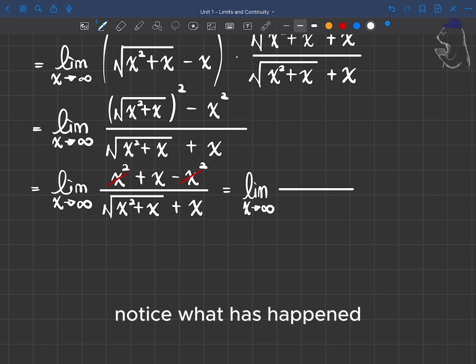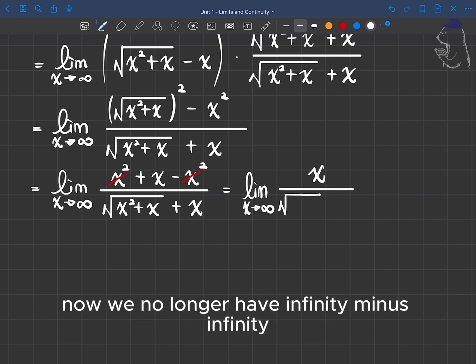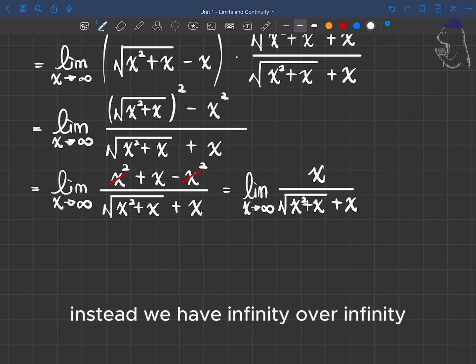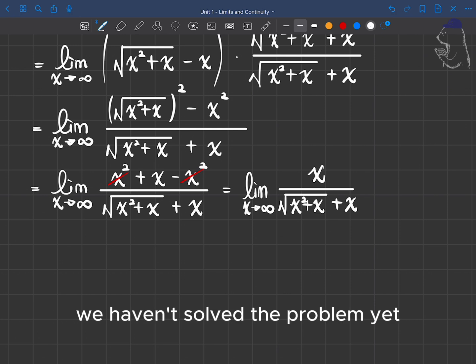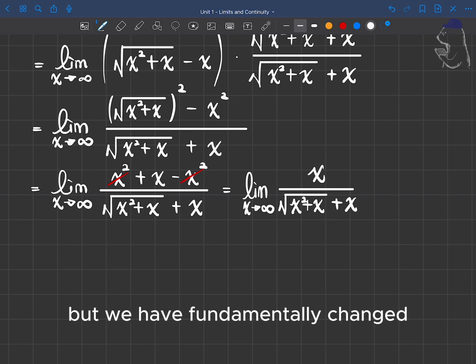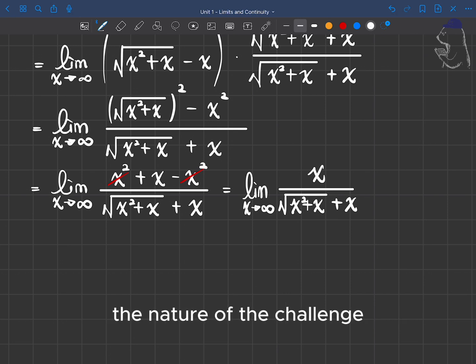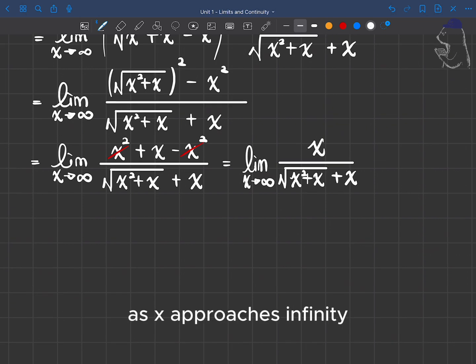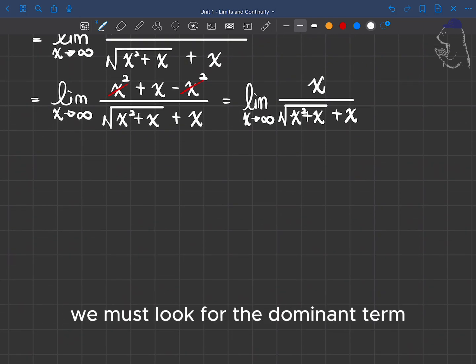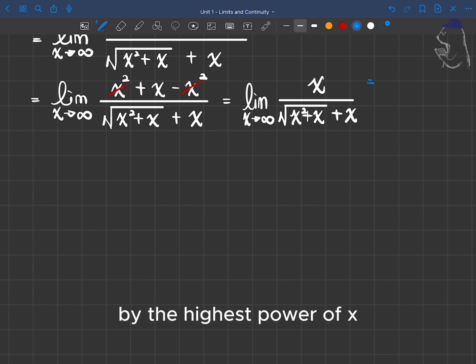Notice what has happened. If we try to evaluate the limit now, we no longer have infinity minus infinity. Instead, we have infinity over infinity. We haven't solved the problem yet, but we have fundamentally changed the nature of the challenge. To resolve this new fraction as x approaches infinity, we must look for the dominant term. We need to divide every single term by the highest power of x present in the denominator.